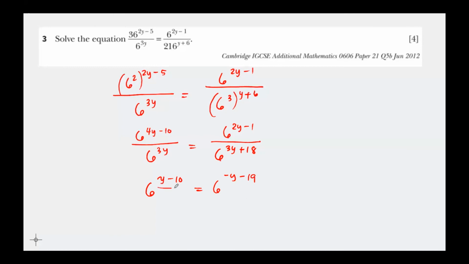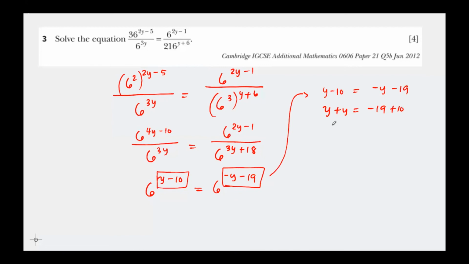So now the bases are the same. What we need to do is to equate the exponents. So that gives us y minus 10 is equal to negative y minus 19. So therefore, y plus y is negative 19 plus 10. That gives us 2y is negative 9. So therefore, y is negative 9 all over 2. So that is the solution of our equation.